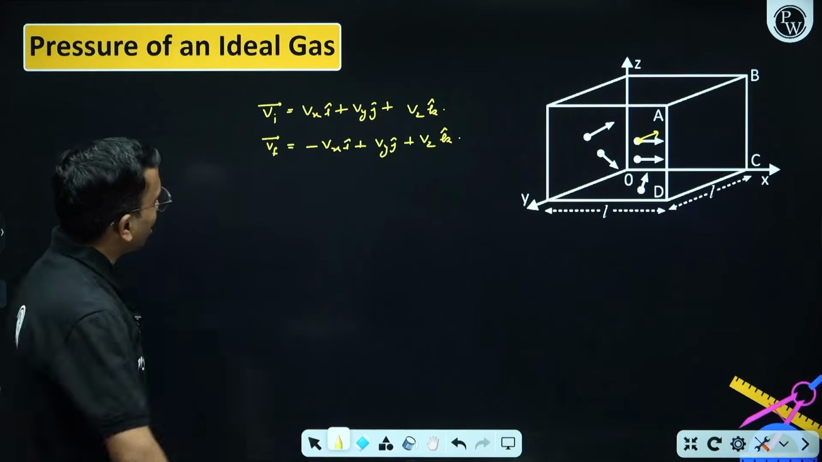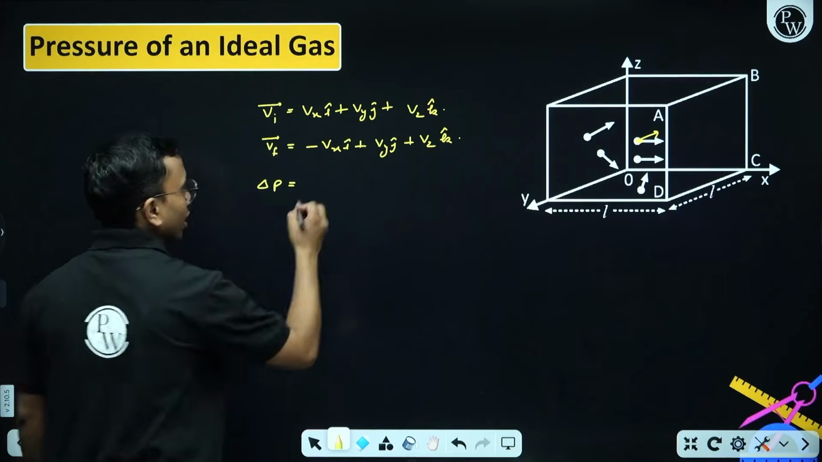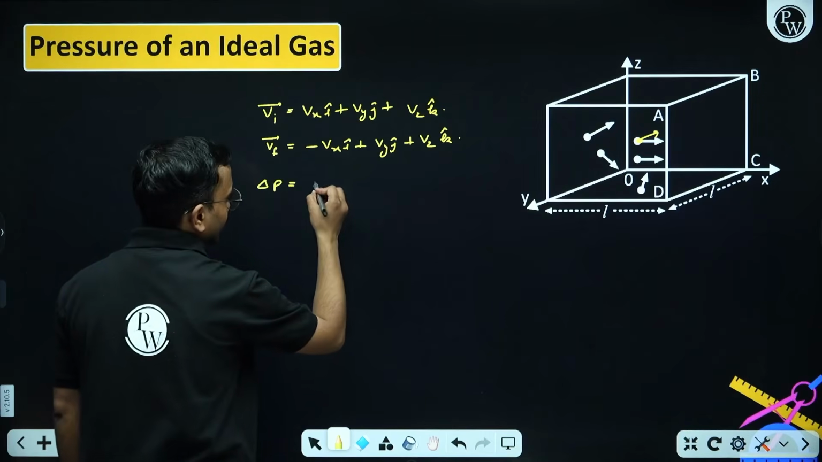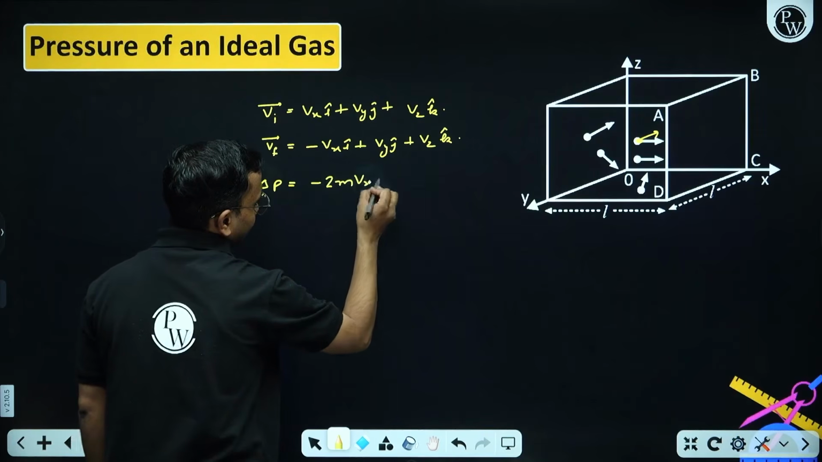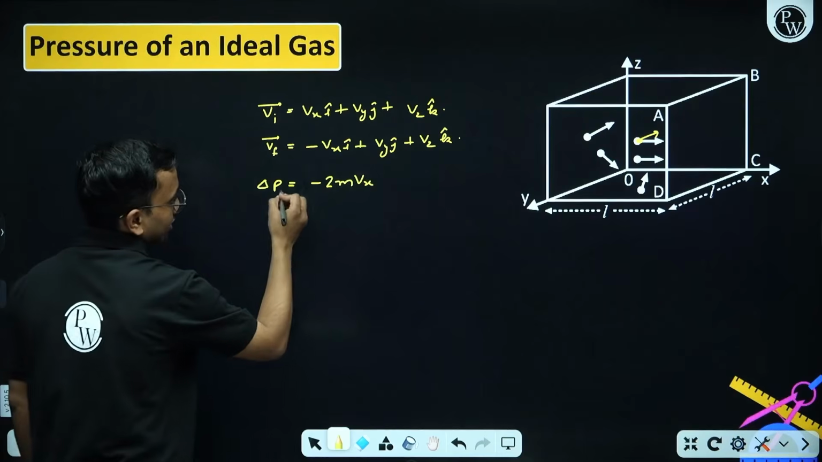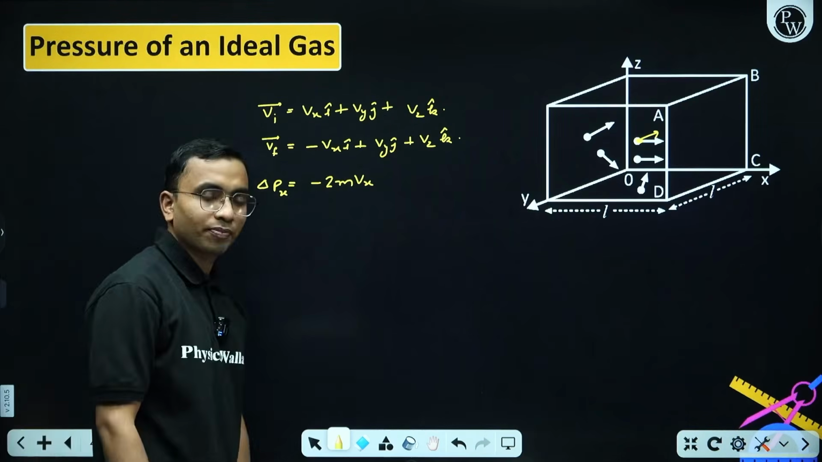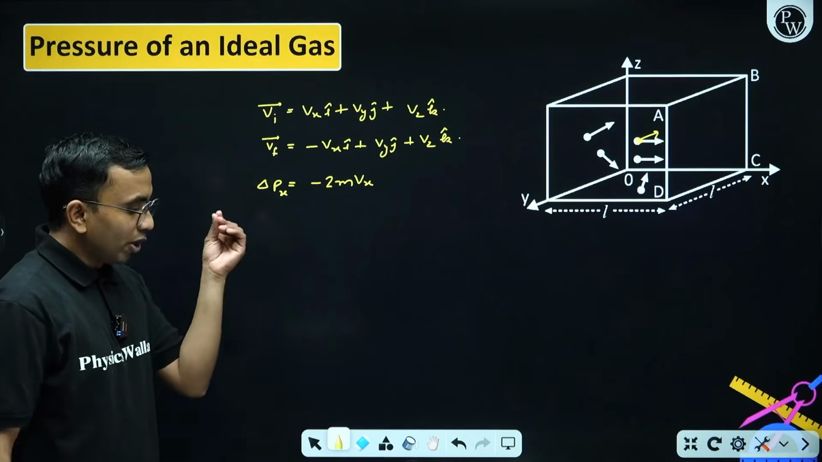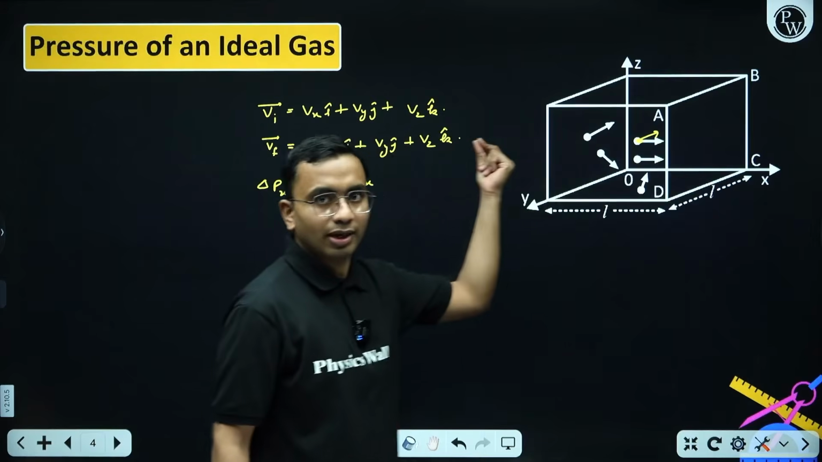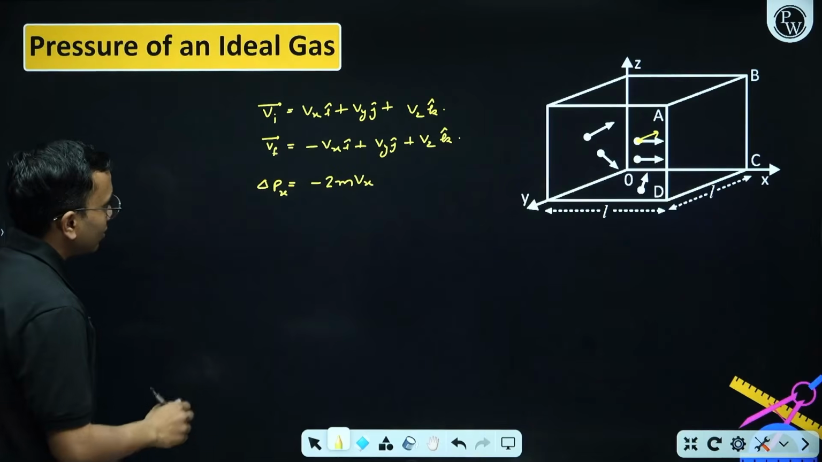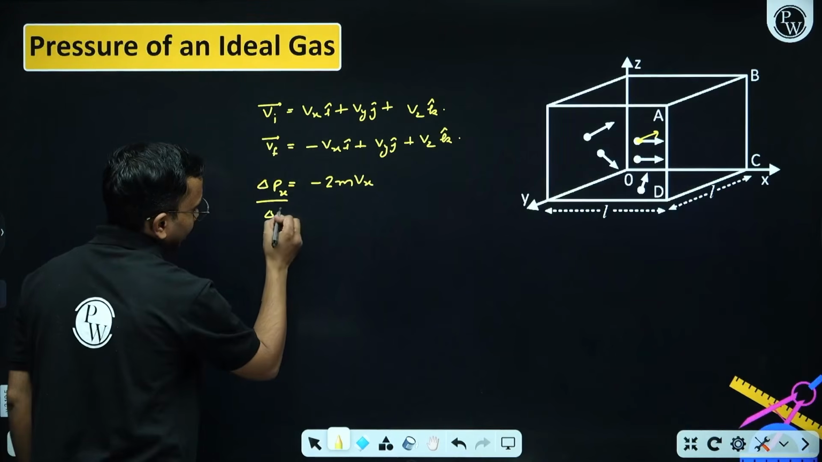Now if I ask you how much is the change in momentum of the particle, you'll say change in momentum is equal to mass into change in velocity. So this will become minus 2mVx, and this is along x, so I can write px. Now a molecule came, collided, then went back. If I ask you in how much interval this collision was, you'll divide by delta t.